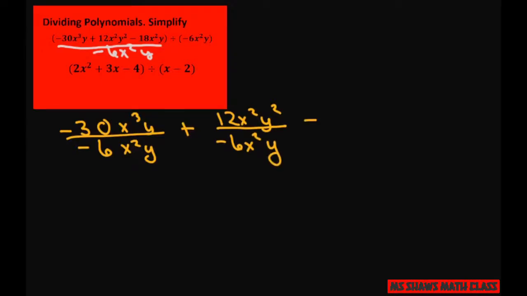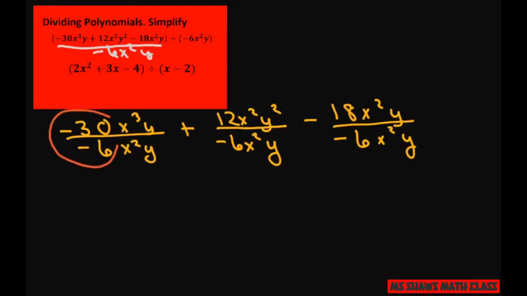And then minus 18x squared y, divided by negative 6x squared y. All right. So then we just take each term and figure it out. So negative 30 divided by negative 6 is 5. So I divided my coefficients. Y divided by y is just 1. X cubed, so you have 3 x's in the numerator and 2 in the denominator. That gives you just 1 in the numerator.